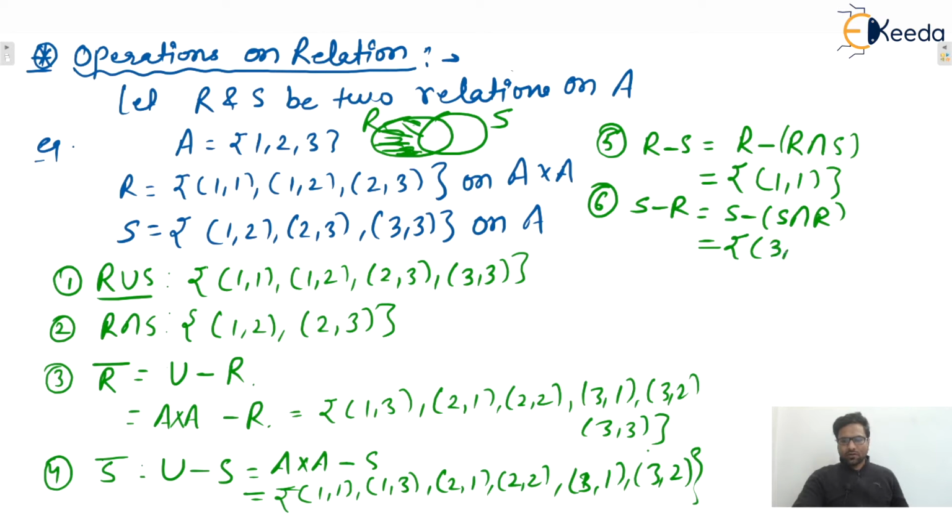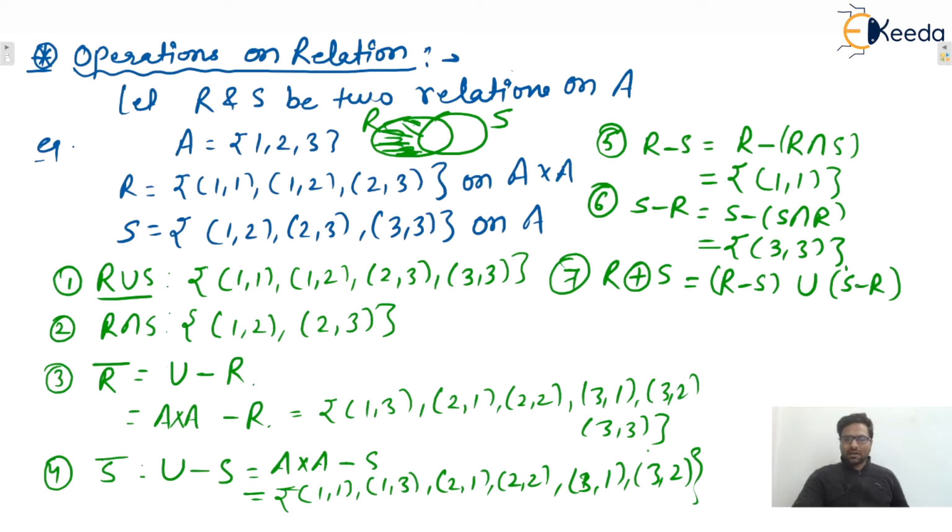We can say that only one ordered pair, that is (3, 3). And one more operation, that is the symmetric difference of R and S. That is R minus S union S minus R, XOR or symmetric difference, isn't it? So we can say that this one will be (1, 1) and (3, 3), isn't it? I hope this one is clear to everyone.